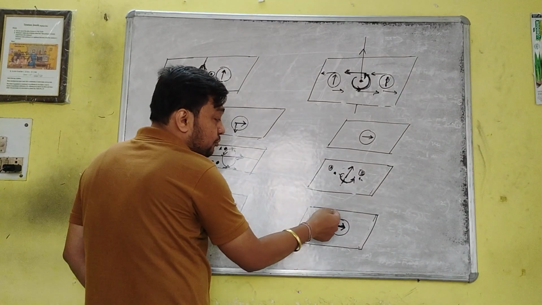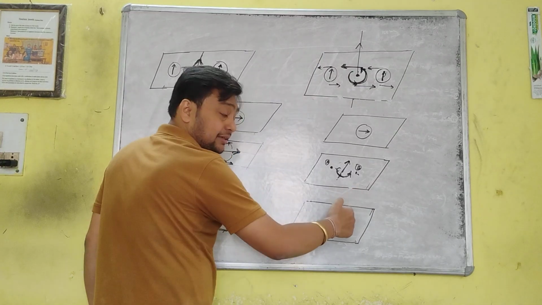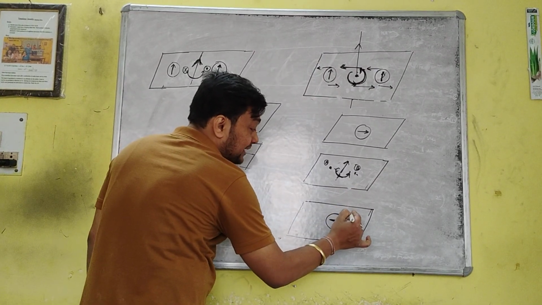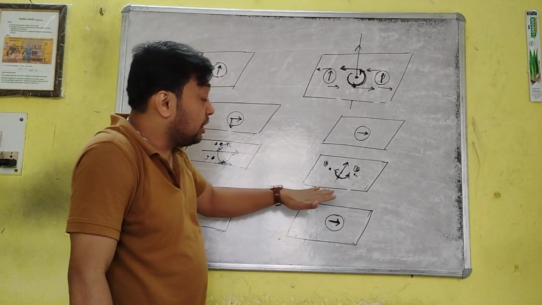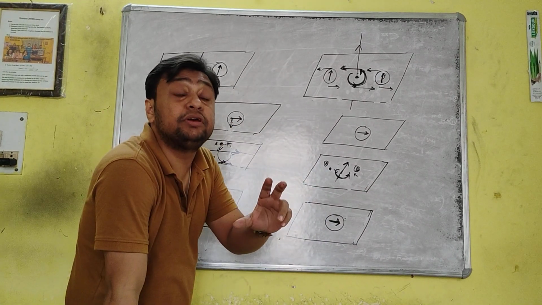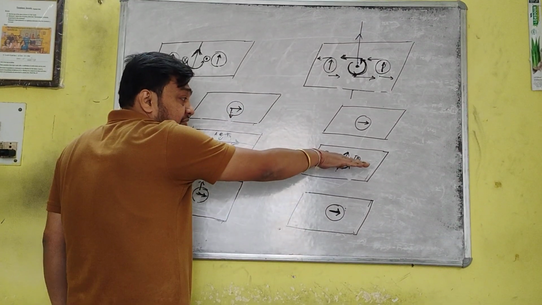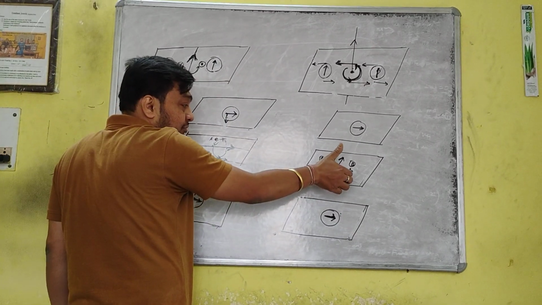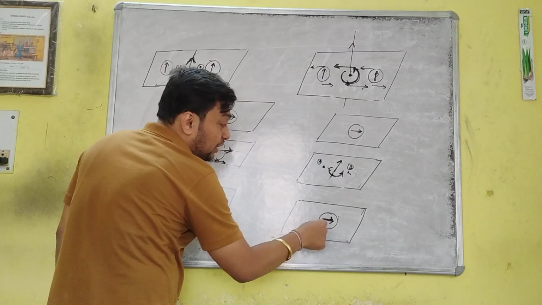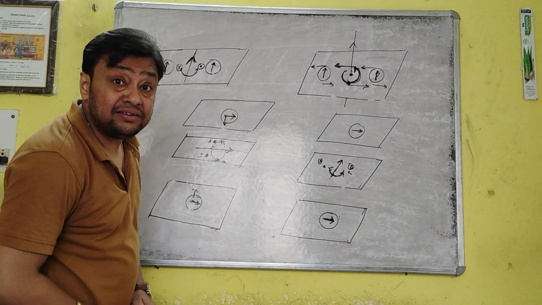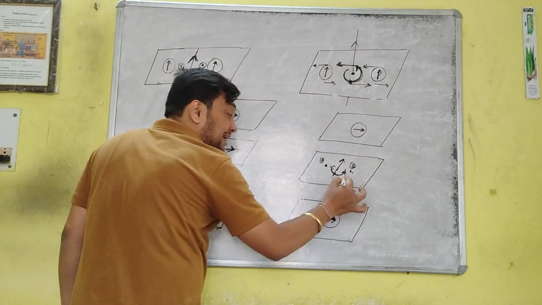Okay, done. Now let us talk about this plane, which is below the plane of the current carrying conductor. For this plane the magnetic field is going in. Now see the twist here. This plane is above, and the magnetic field is going in like this. So here what will be the thing? I'll see the tangent. The tangent is going in.